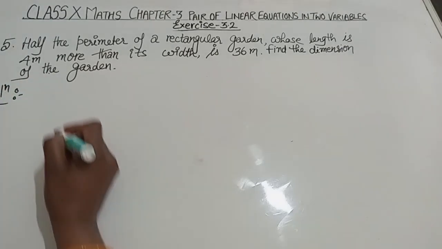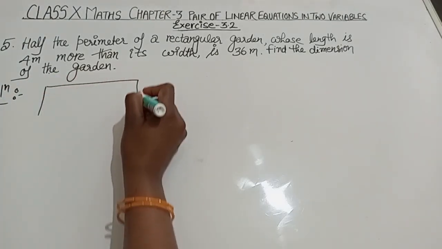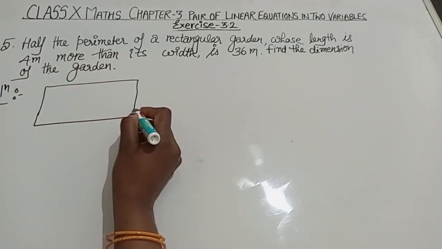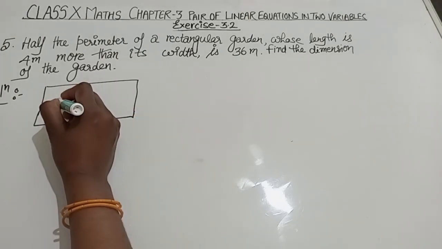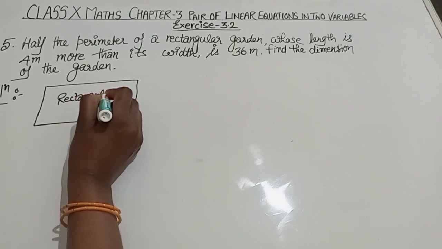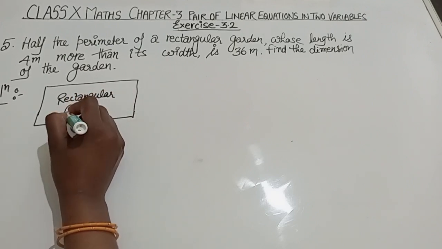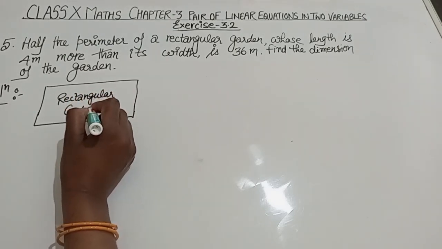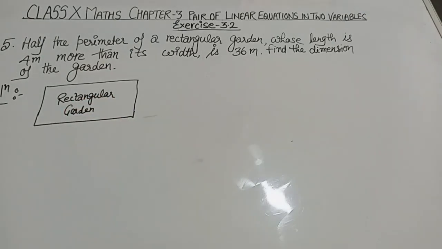So the question is about a rectangular garden. A garden is in the shape of a rectangle. This is a rectangular garden, whose length is 4 meter more than its width.